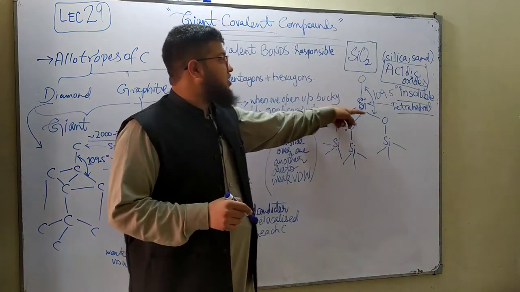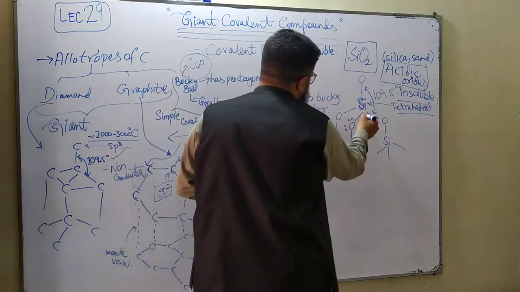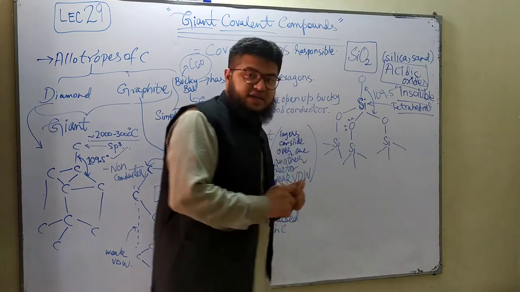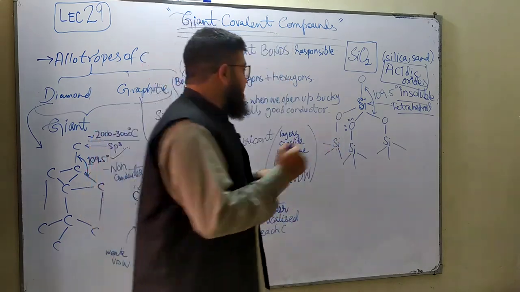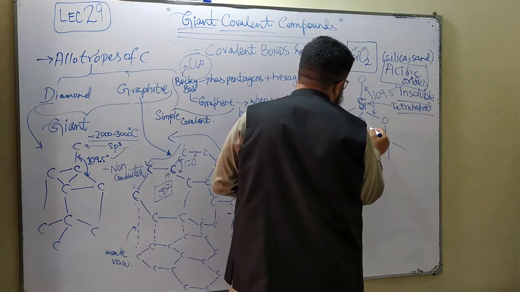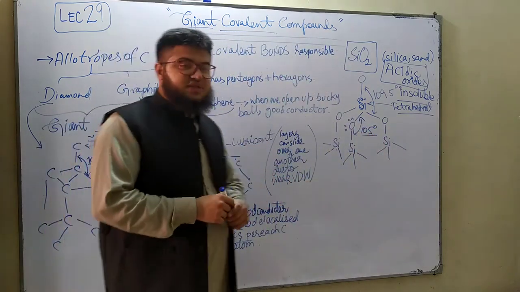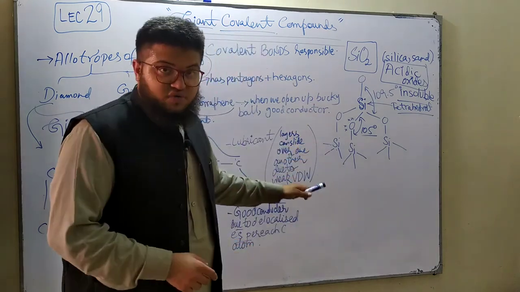Whereas, if it is tetrahedral, then the bond angle is going to be 109.5 degrees, and the oxygen over here is bonded to 2 silicon atoms. So, it has a structure similar to water, and water has a bond angle of around 104 to 105, right? So, I am going to call it 105 degrees. Okay? So this is the structure of silicon dioxide. Again, it is a giant covalent structure.